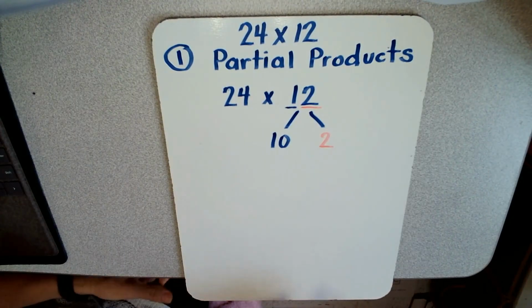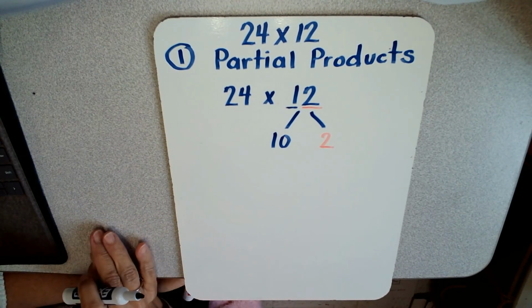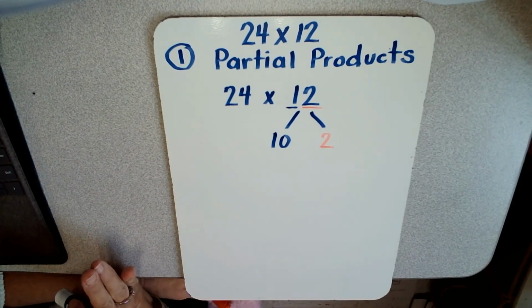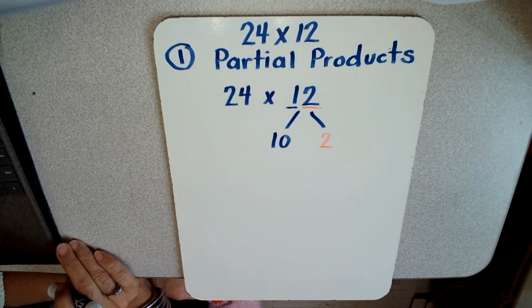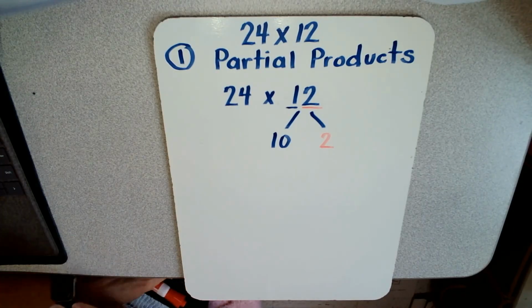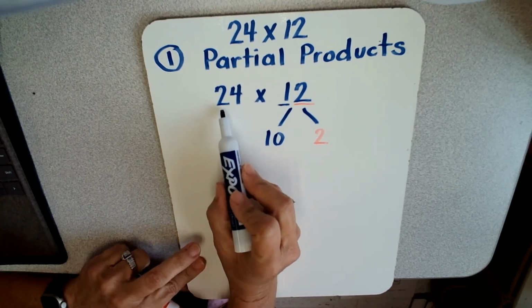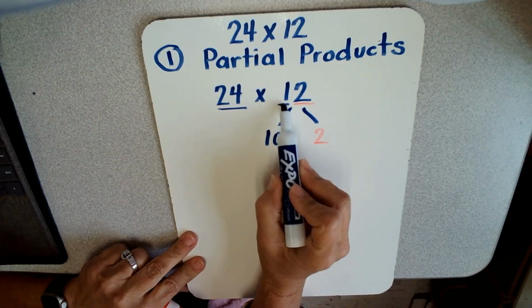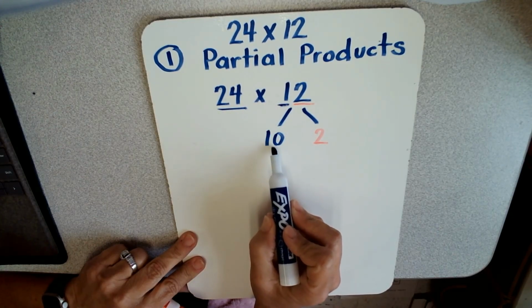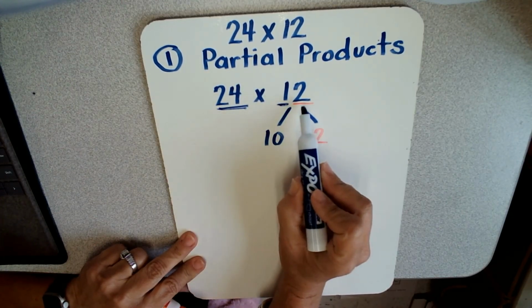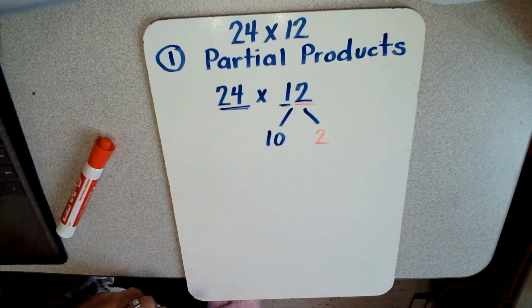Today I'm going to show you 3 methods for multiplying 24 by 12. The first method that I'll use is the partial products. For example, I'm going to multiply 24 by what's in the tens place, which I have a 10, and 24 by what's in the ones place, which I have a 2.